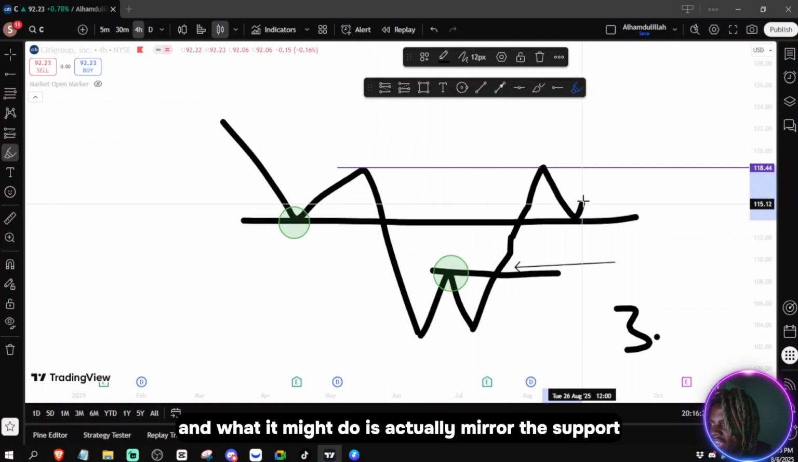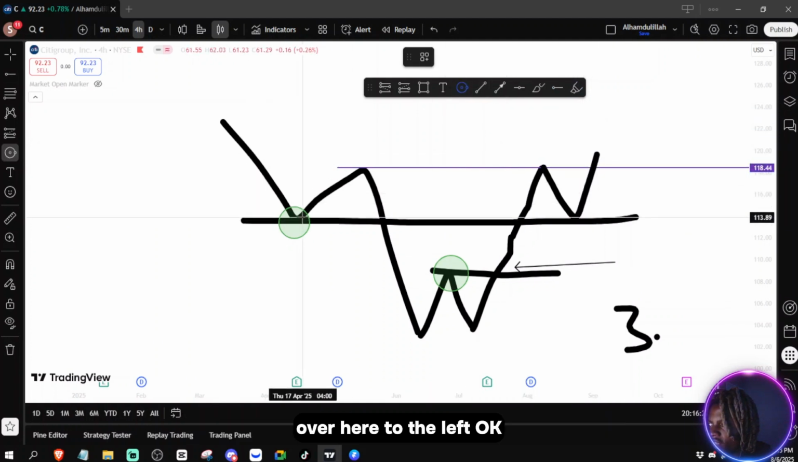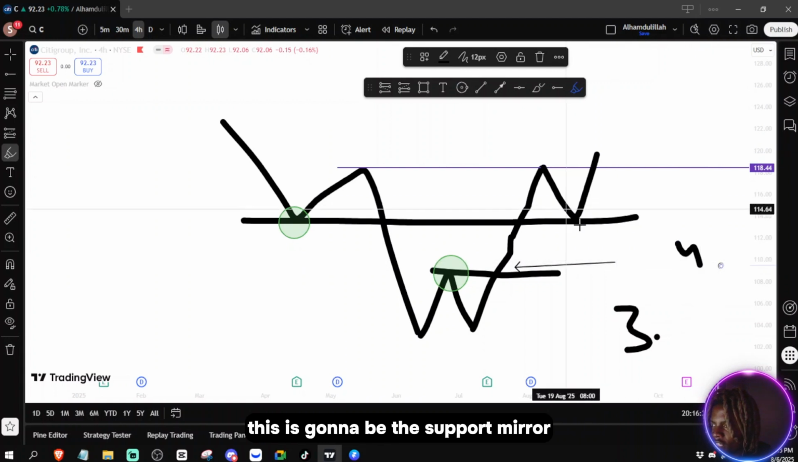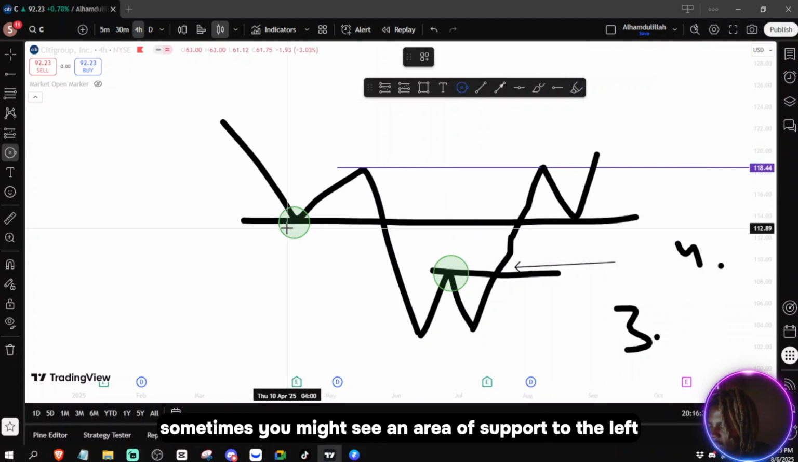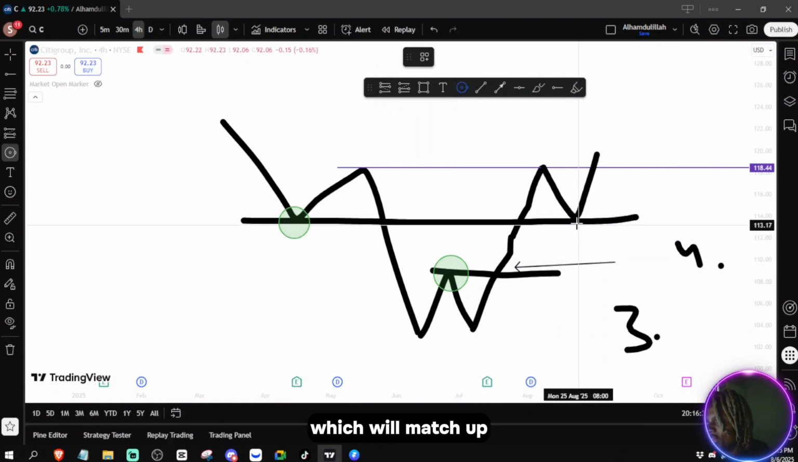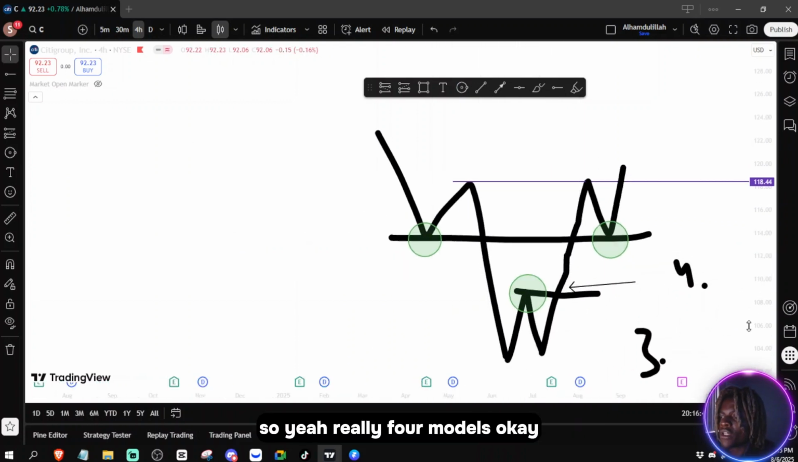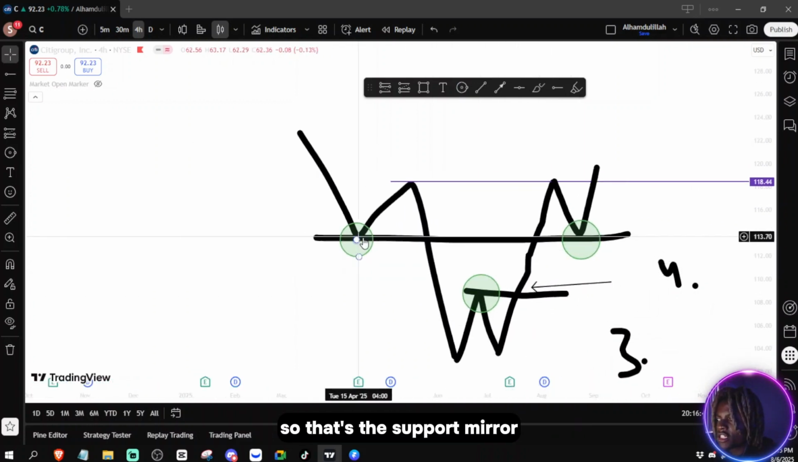And what it might do is actually mirror the support over here to the left. This is actually going to be model number 4. This is going to be the support mirror. Sometimes you might see an area of support to the left, which will match up with an area of support over here to the right. So really, 4 models. That's the support mirror.